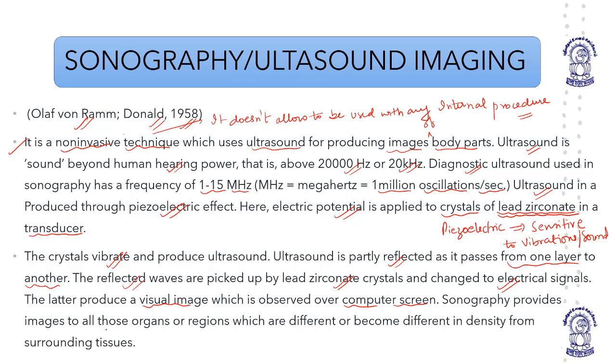Sonography provides images of all organs or regions of the body which differ in density from the surrounding tissues. The density may be of the extracellular or the intracellular fluid. Every cell has both an extracellular compartment and an intracellular compartment, and the distribution of fluids is accordingly different. So the density of these two regions is different, and in other regions of the body also, the density is different.